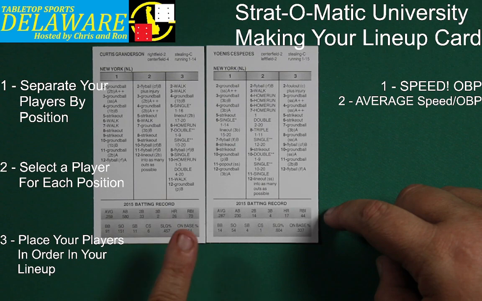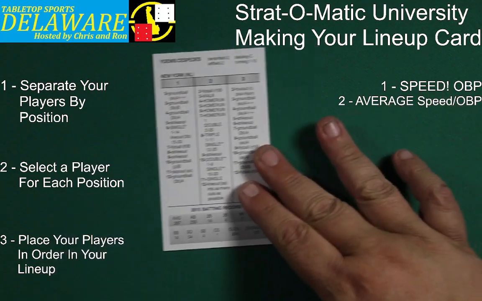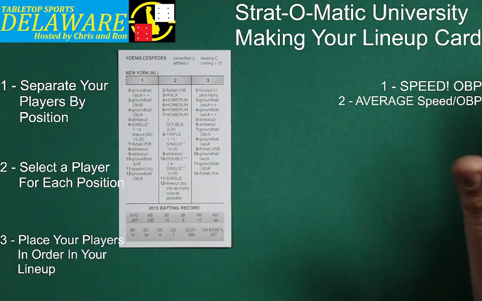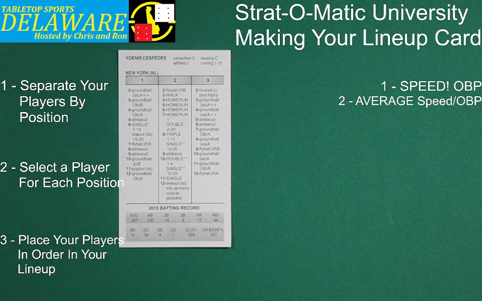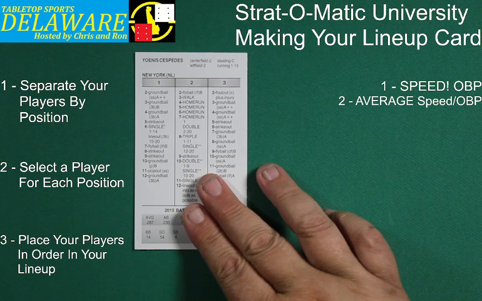Of course, Granderson, 26 homers. You want him lower in the lineup. We're going to put Cespedes in the leadoff. Yes, I know. Why? I don't know. But that's the way we're going to do it for this example. Yoenis Cespedes is going to be our leadoff batter. Okay?